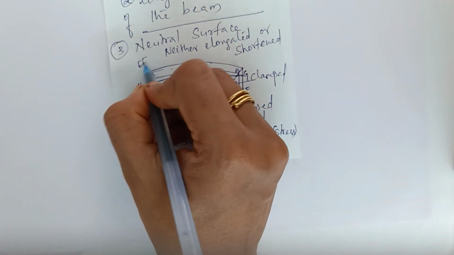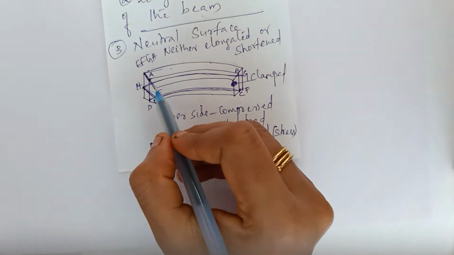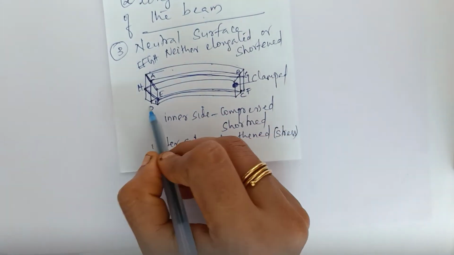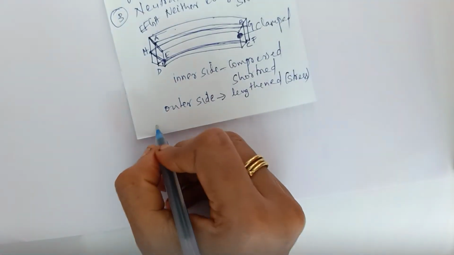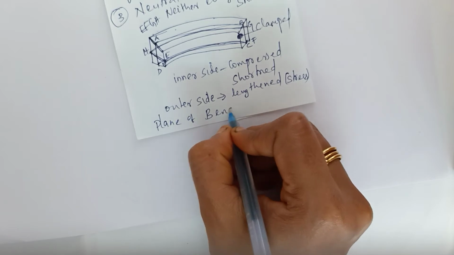EFGH is known as the neutral surface. That is neither elongated nor shortened. That is called the neutral surface. And this ABCD is known as the plane of bending.